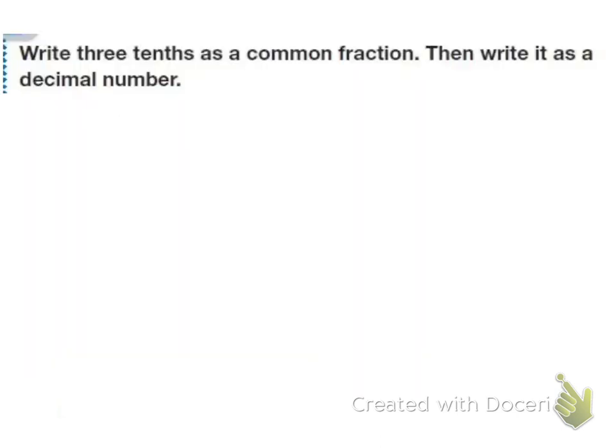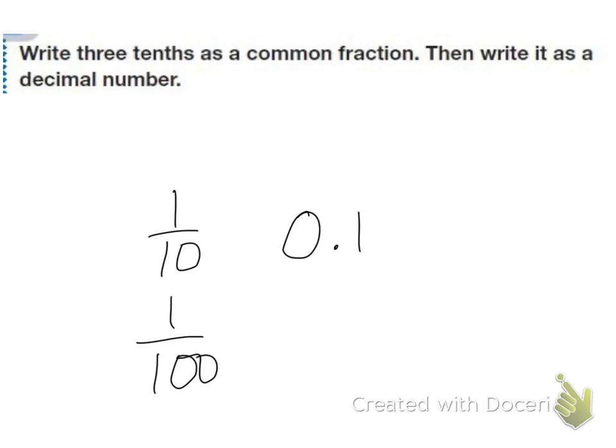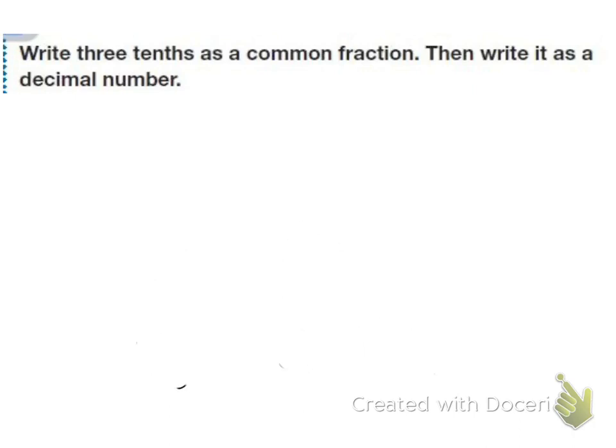Okay. So a common fraction with a denominator of 10 can be written as a decimal number with one decimal place. For example, 1/10 can be written as 0.1. A common fraction that ends in hundredths can also be written as a decimal. And this would be 0.01 because it's 1 and it has to be in the hundredths place. We'll get more into that.